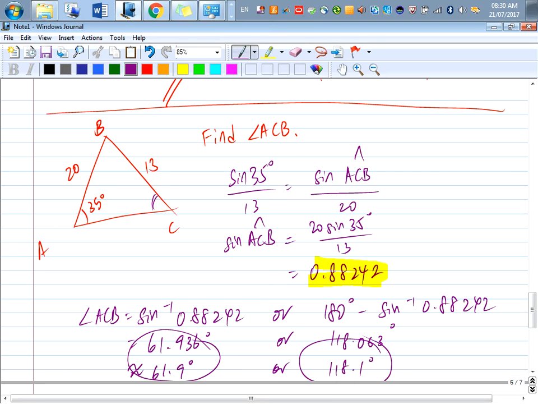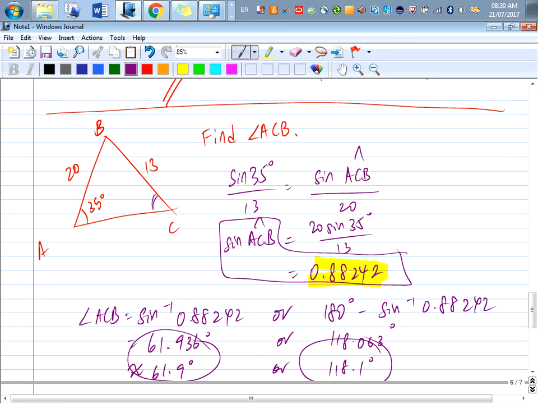Both 13 units for BC. And what else? Angle BAC, also both 35 degrees. But with these three pieces of information, they can draw you two different triangles. And these two triangles come about because sine ACB is positive.